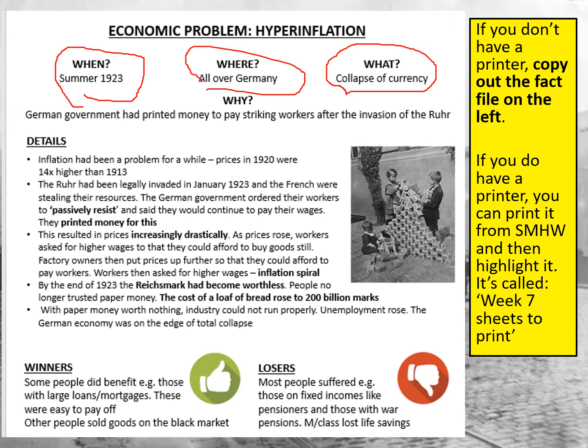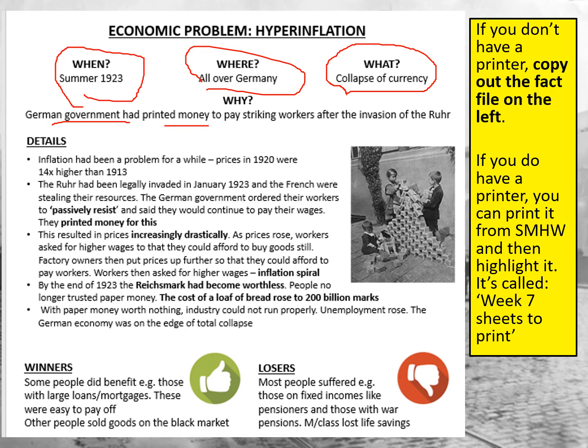Now, the reason why it happened is because of the German government, the fact that they printed more money to pay those striking workers who they'd asked to go on strike after the French had invaded the Ruhr. So those 2 events of the invasion of the Ruhr and hyperinflation are very much linked. You can't really separate them very well. So let's have a little look at the details.